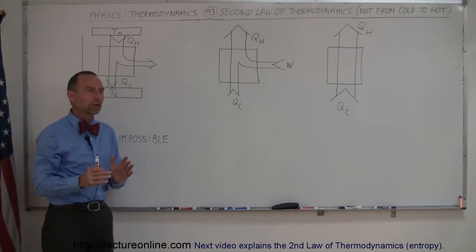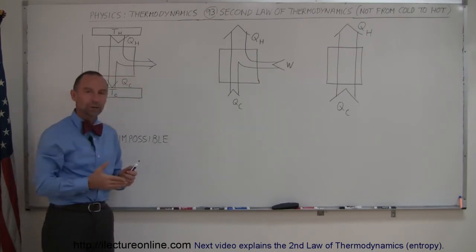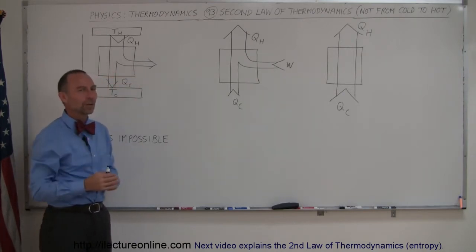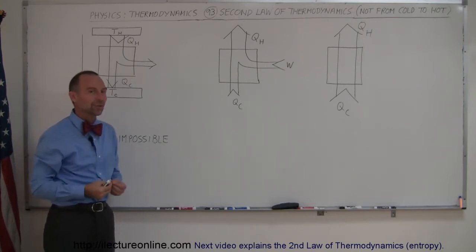Everywhere in the universe where you look, it seems like that is one of the major purposes of the universe, to have heat flow from hot to cold places, and we never see it the other way around. And there's a reason for that. The second law of thermodynamics prohibits that from happening.